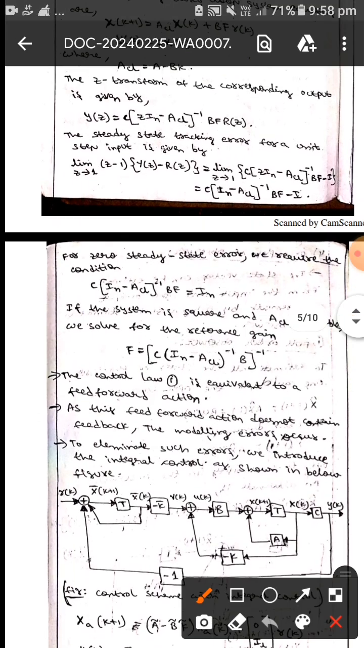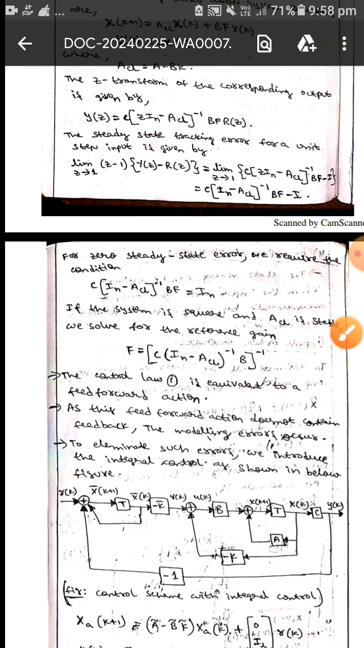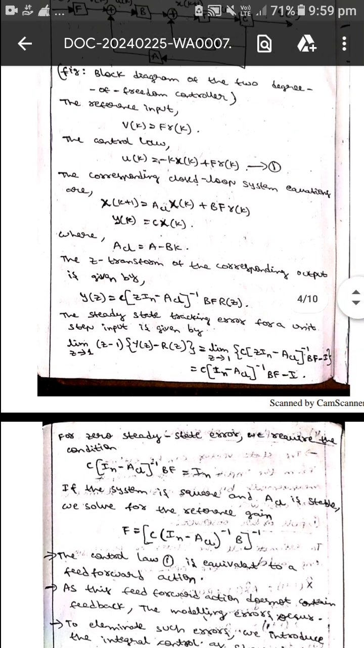Here for zero steady state error, we require the condition C (I_n - A_CL)^-1 B F = I. If the system is square and the A_CL is stable, then we solve for the reference gain F = (C (I_n - A_CL)^-1 B)^-1. Here the controller is equivalent to a feedforward action. If I observe here, this controller is equivalent to feedforward action.